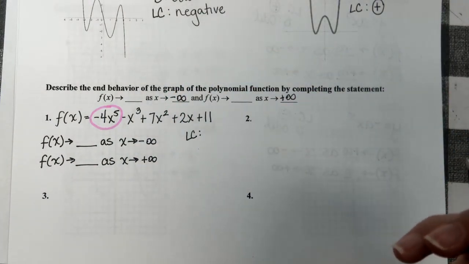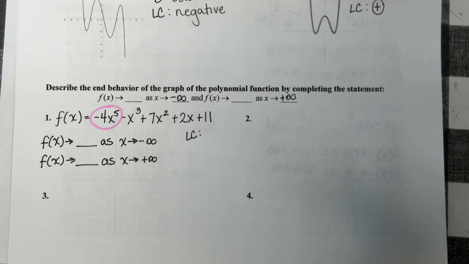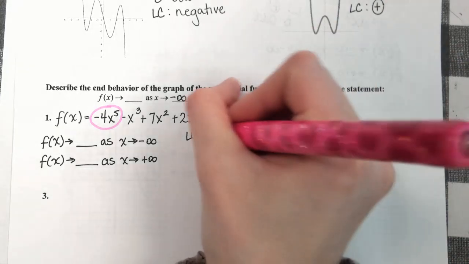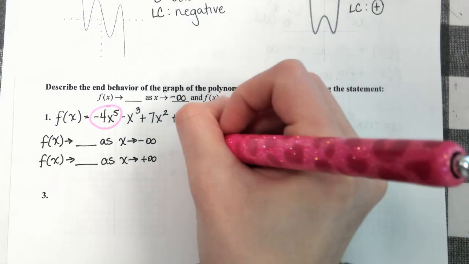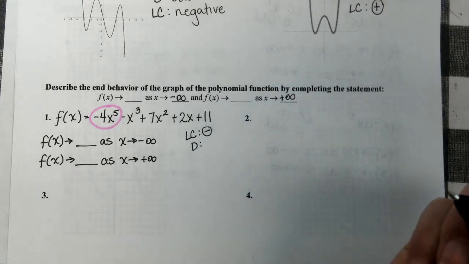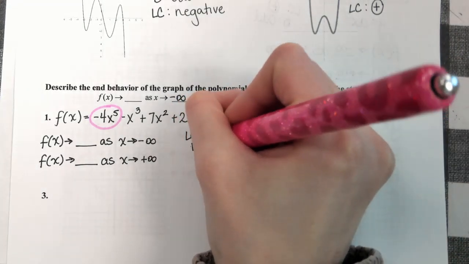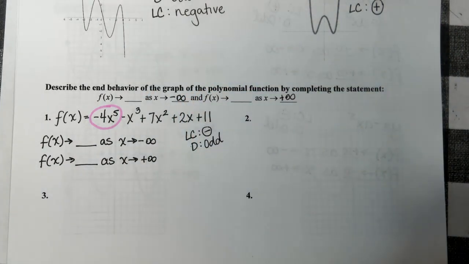What is your leading coefficient? Negative 4. Okay, so you have to know your terminology. Leading coefficient is your first coefficient. So that's negative. My degree, is it even or odd? It's odd because it is a fifth degree polynomial. Okay, so what does that tell me?